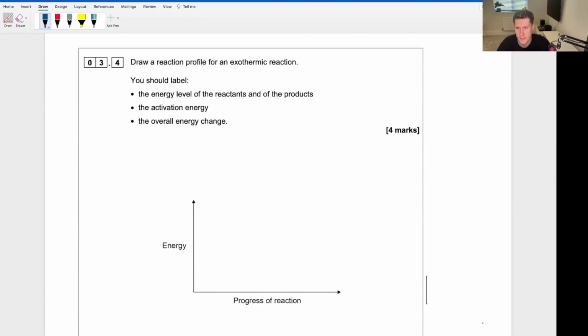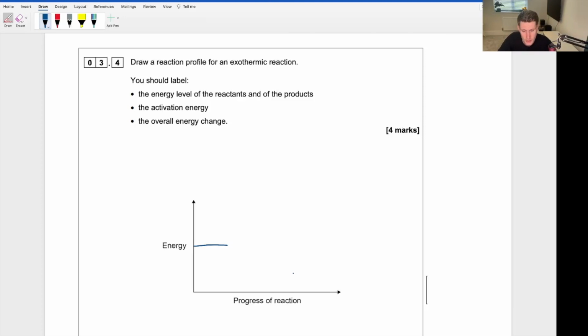3.4 asks us to draw a reaction profile for an exothermic reaction, and we should label the products and reactants, the activation energy and overall energy change. So we always start off with energy in the middle. Whether you're doing an exothermic or an endothermic reaction, I like to start somewhere in the middle. Now you have to think what's happening in an exothermic reaction, and I like to think of this as a bank. So if money exits your bank, and this is your starting balance, what happens to it? Well, if money exits, your balance goes down.